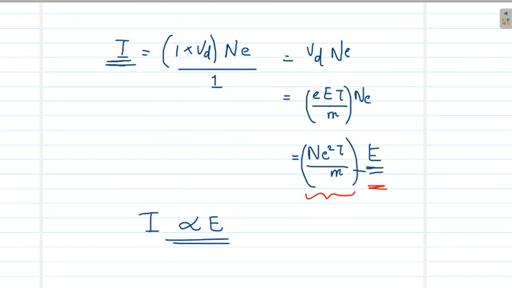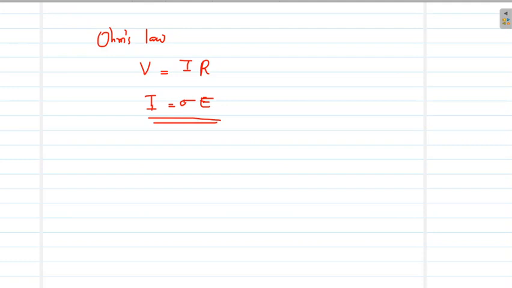From this equation we can also consider that since I equal to sigma E is the normal form of Ohm's law, this constant will definitely be sigma. So I can definitely write, from the earlier assumption, sigma equal to that constant, n e square tau by m.